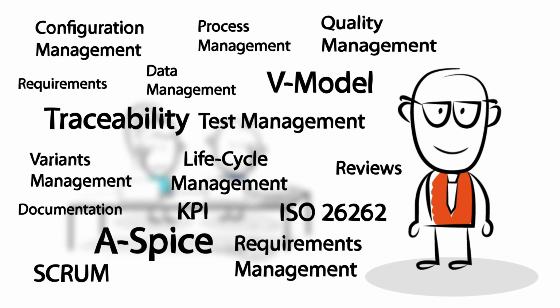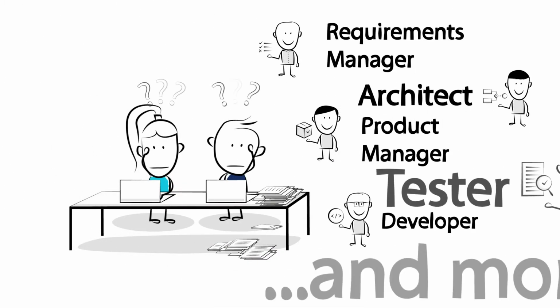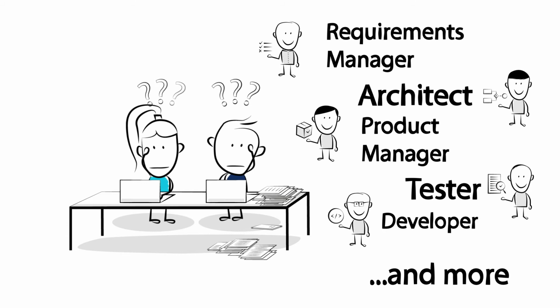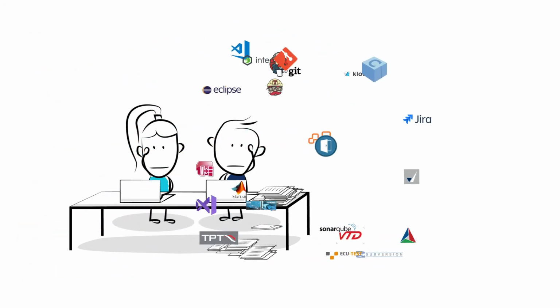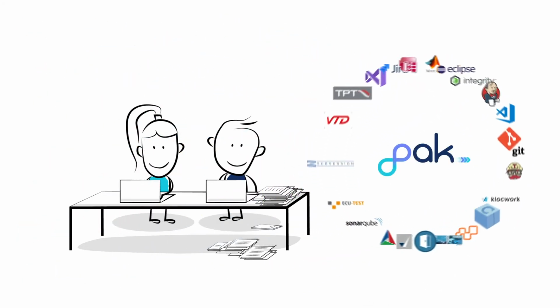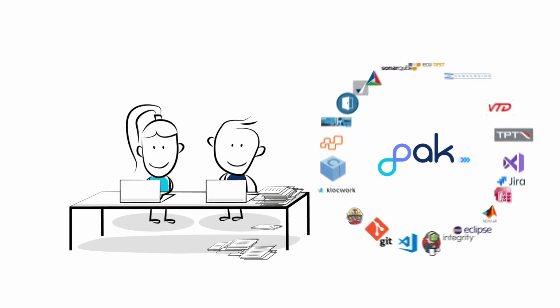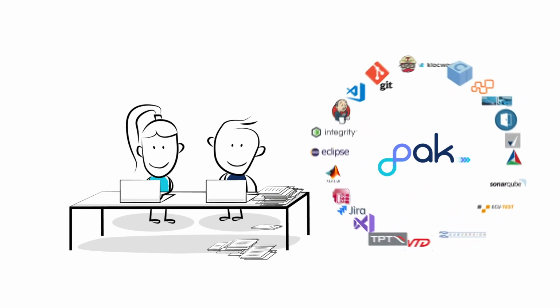On the one hand, all this requires many different roles, and on the other hand, takes place in many different systems and tools. It's hard to learn all this and keep track of it all. How can Alice and Bob focus on their creative development work? The solution? PAK, our Process Automation Kit, a modular framework for process automation.